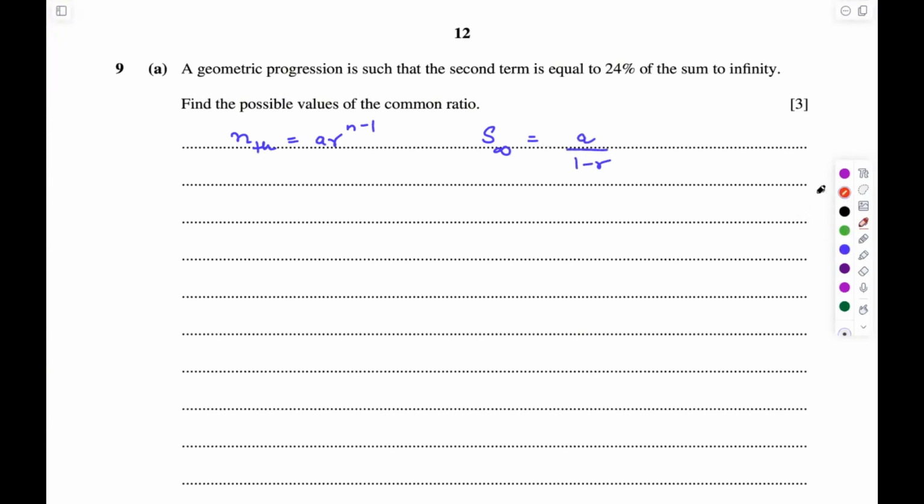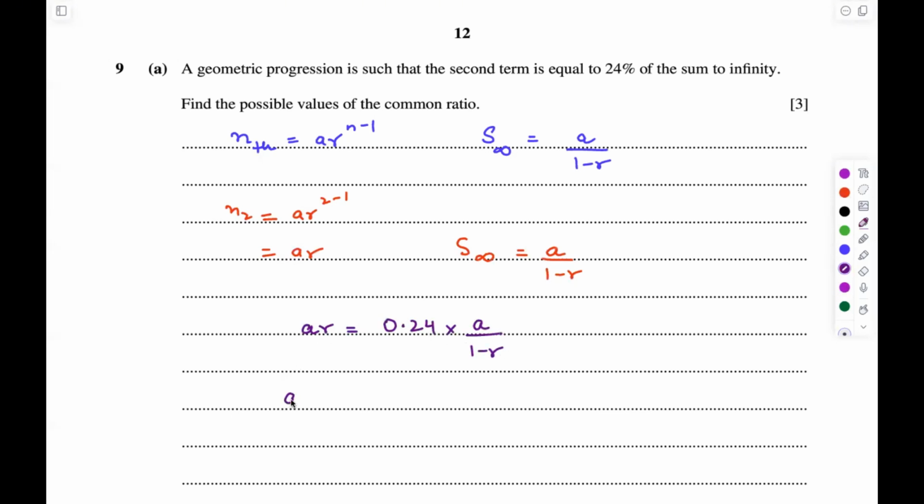So the expression for the second term would be a r to the power 2 minus 1, so that the second term will be written as a r, and the expression for sum to infinity will be a upon 1 minus r. Now, as the second term is equal to 24% of the sum to infinity, we can write this as the second term equals 24%, which can be written as 0.24 into the sum to infinity, which is a upon 1 minus r.